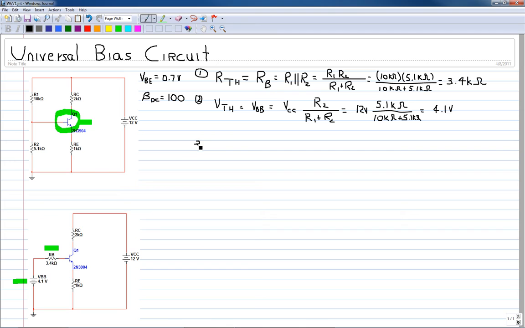IB can be determined by the equation VBB minus VBE over RB plus beta DC plus 1 times RE.